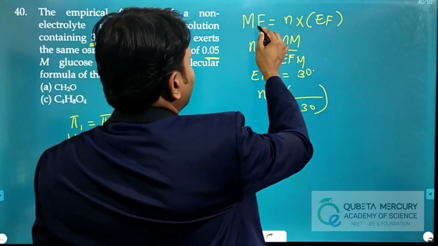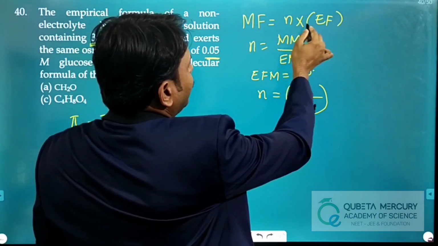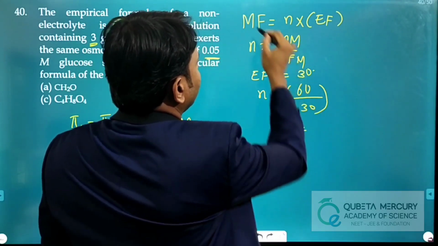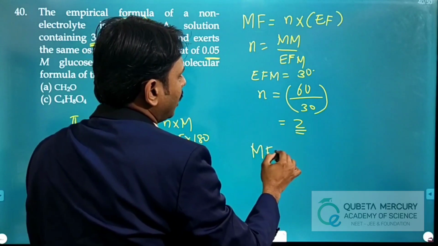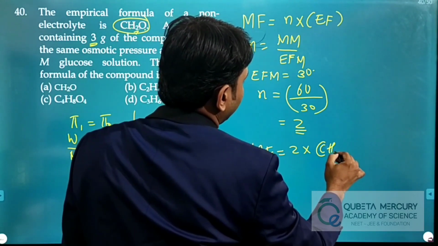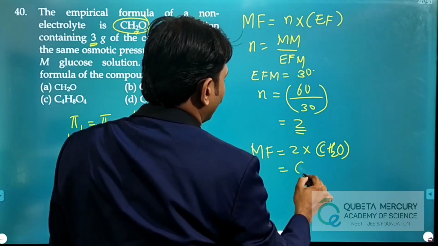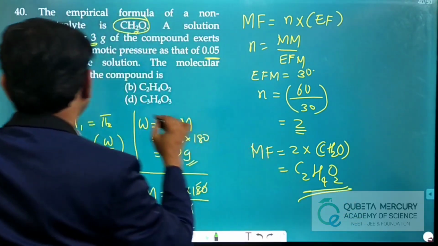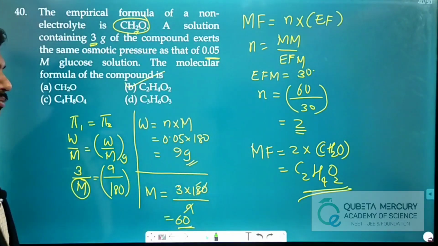So for finding the molecular formula, n into empirical formula. n is calculated by 60 by 30, which is 2. Molecular formula equals 2 into the empirical formula CH2O. The formula is C2H4O2, and this is the right answer, B.